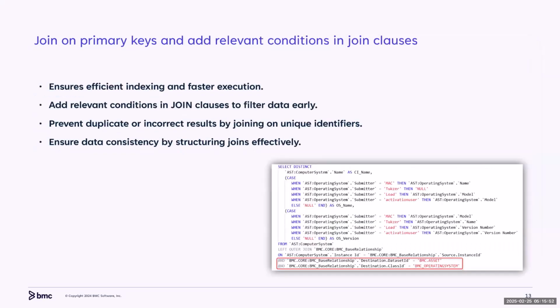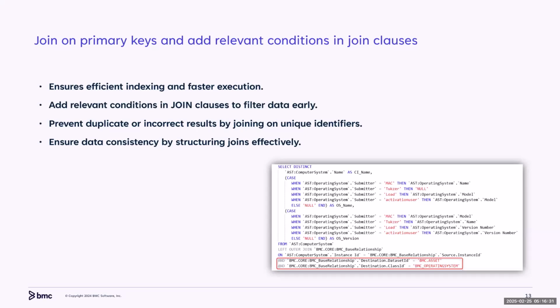The next part is to join on primary keys and add the relevant conditions in the join clauses as well. Joining on primary keys ensures that the relations between tables are clear and efficient, as primary keys uniquely identify the records. This approach minimizes the chance of incorrect joins and ensures that the data is accurately matched across the tables. Adding the relevant conditions in the join clause further refines the result, limiting the amount of data processed and improving the query performance.